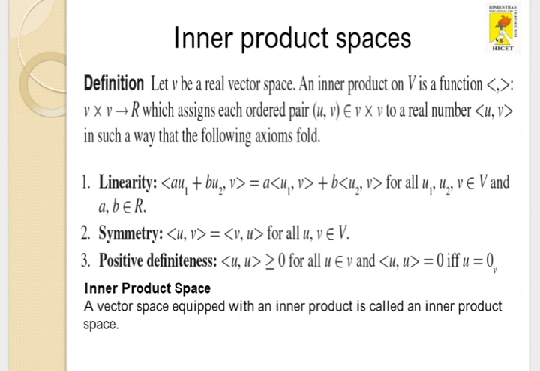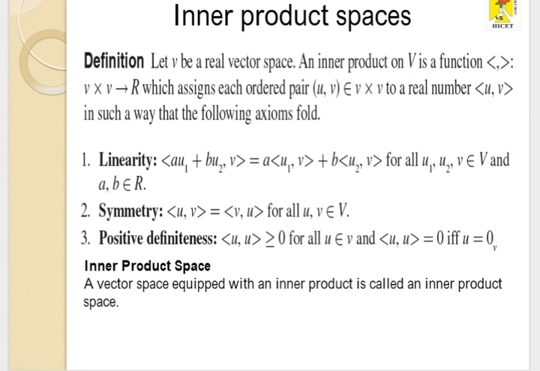Third property is positive definiteness, which is inner product of u, u greater than or equal to 0 for all u belongs to V and inner product of u, u equal to 0 if and only if u equal to 0 vector of V. Now, inner product space: a vector space equipped with an inner product is called an inner product space.